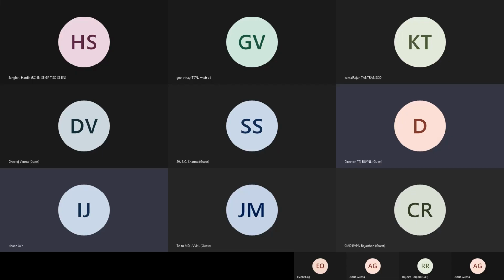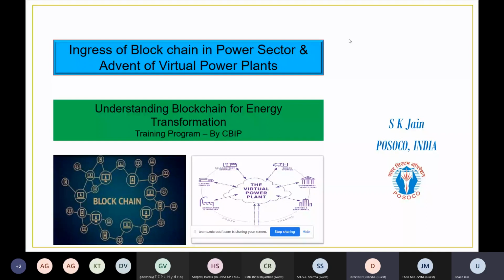literature and also presented some papers in SIGRE and at IIT Mumbai. So these are all the conceptual part which I have taken up. So recently we have studied and prepared a technical brochure in which we have studied how the blockchain pilot projects are going across the globe.